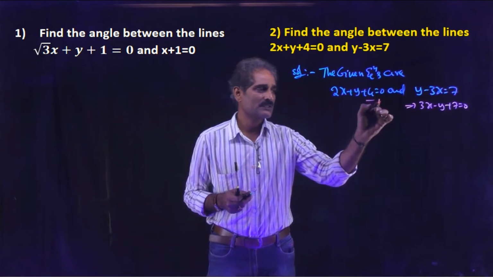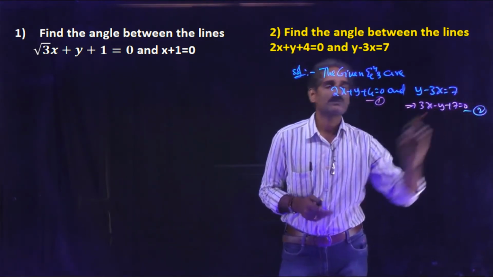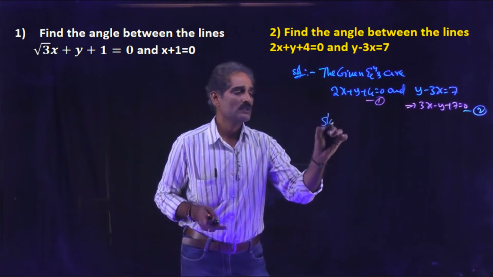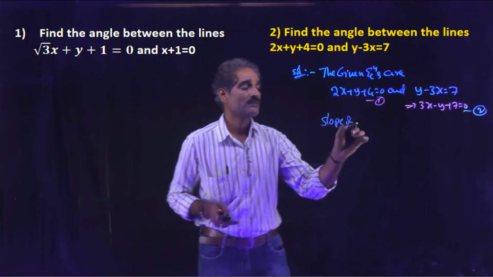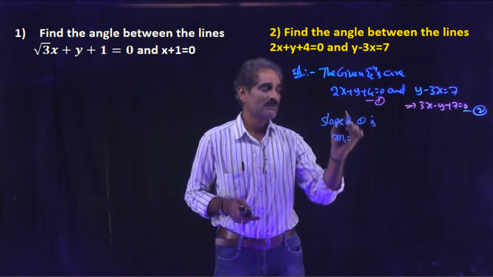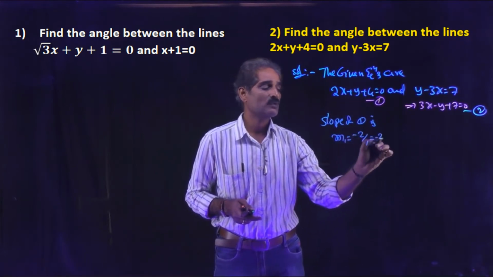Let us take this as equation 1. This is equation 2. Now the slope of equation 1: let us take the slope of the first line equal to m1, minus x quotient to y quotient, that means minus 2 by 1, that is equal to minus 2.